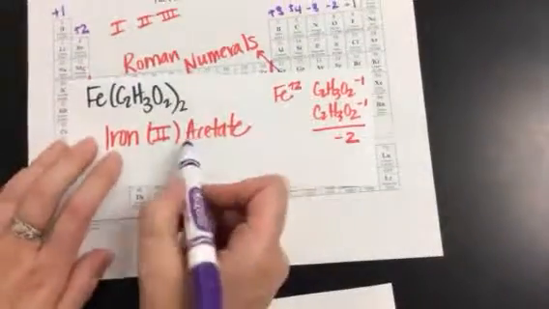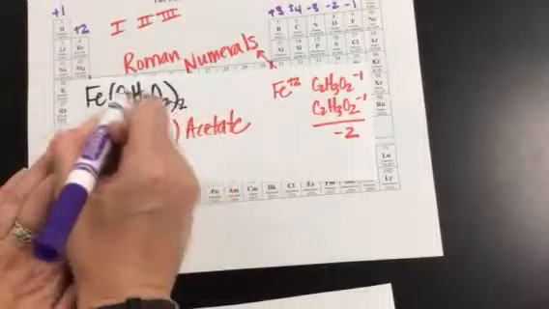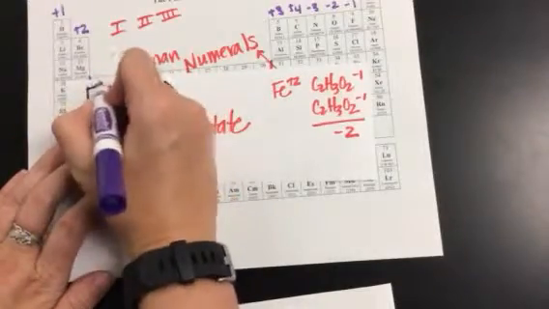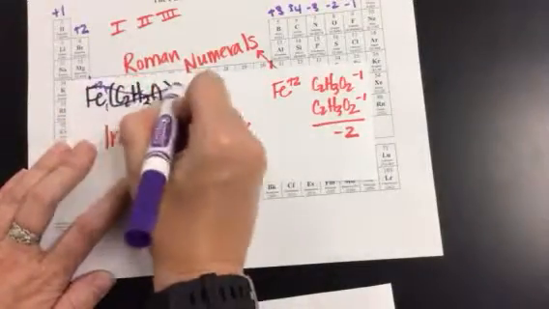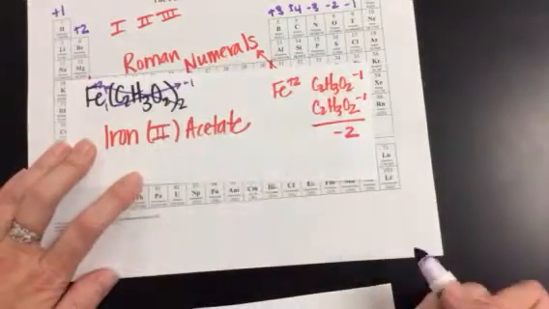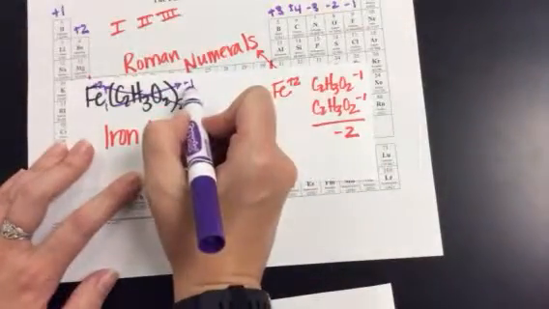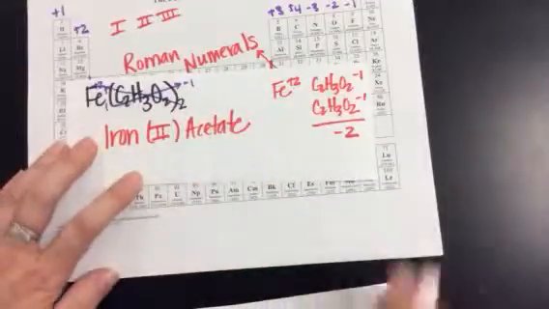If you try to reverse swap and drop here, the 2 comes back over here to your iron to be +2. The 1 that's here would come back over here to your acetate to be -1. Acetate does have a -1 charge, so the reverse swap and drop worked on that one.